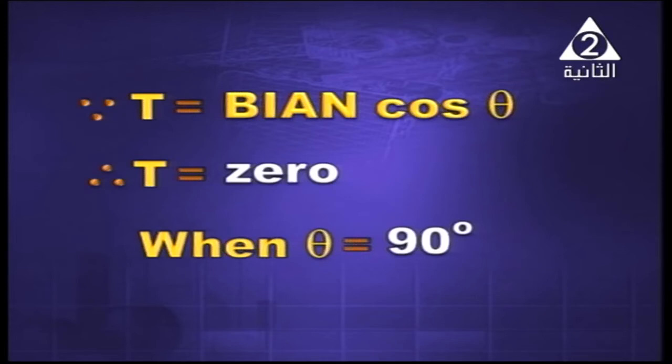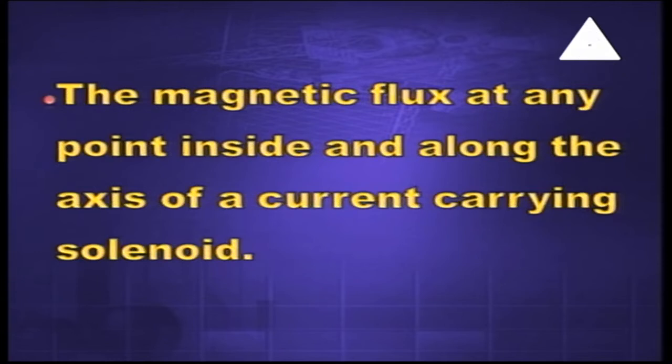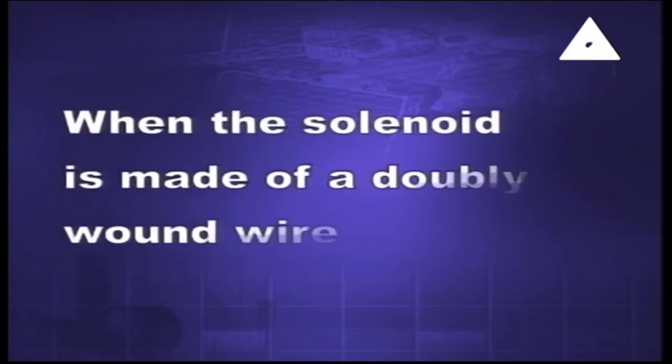When does the magnetic flux density at any point inside and along the axis of a current carrying solenoid equal 0? This happens when the solenoid is made of a doubly wound wire. When the solenoid is made of a doubly wound wire, the field inside the solenoid is 0.